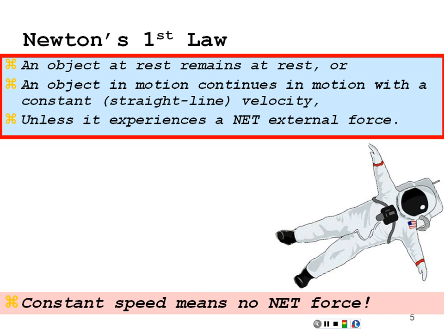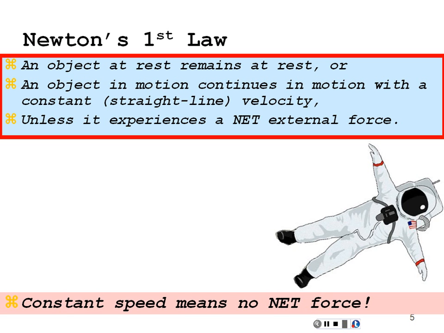The reverse of this is true. Constant speed means no net force. So if you see something moving at constant speed in a straight line velocity, then you can conclude that even though there might be forces on that object, they're all canceling out in whatever direction. So that means you can say that the net force, if you add them all up, would add up to 0. That's kind of interesting.